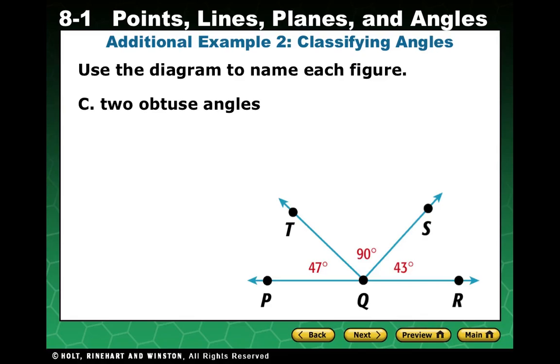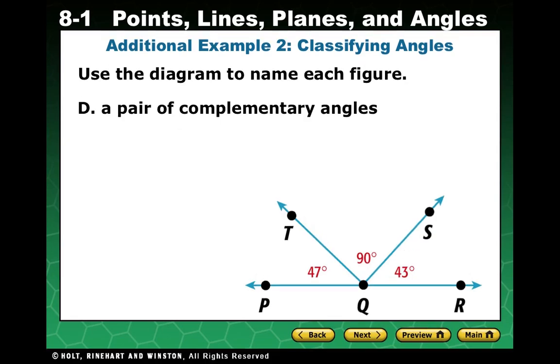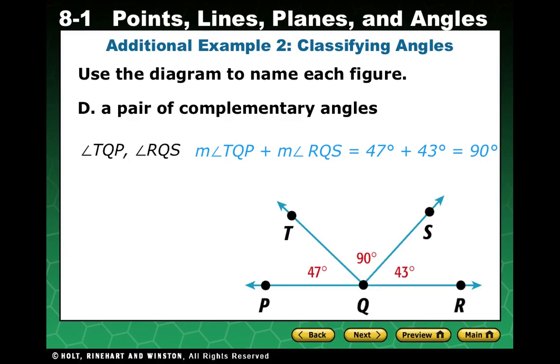Two obtuse angles larger than 90 degrees. Okay, so we're going to have to put a couple of angles together here. So PQS and RQT will be 2 obtuse angles larger than 90 degrees. A pair of complementary angles. So the measure of these 2 angles, TQP and SQR, 47 and 43 together, they add to 90. This makes them complementary. So those are our 2 complementary angles.